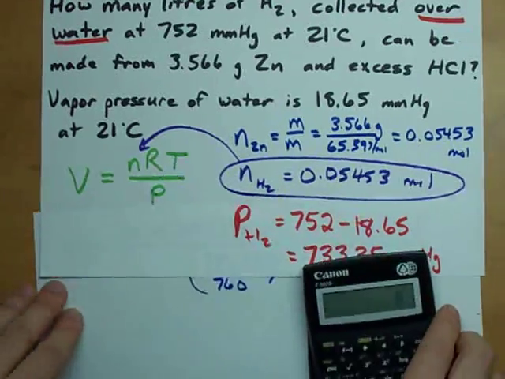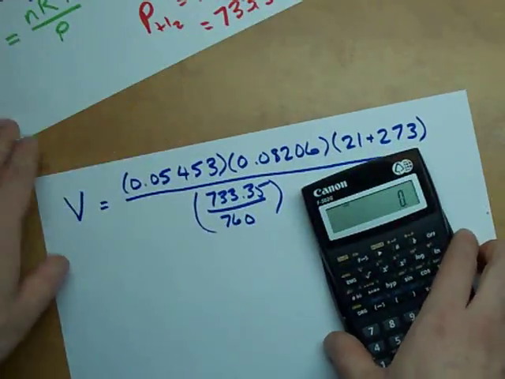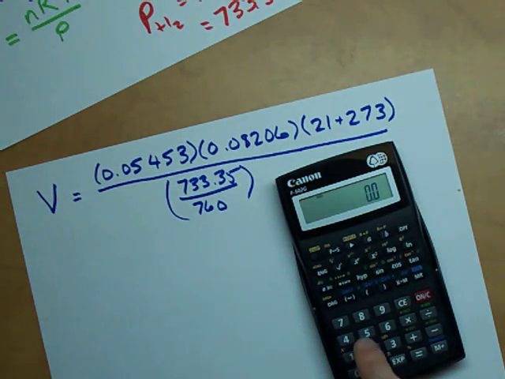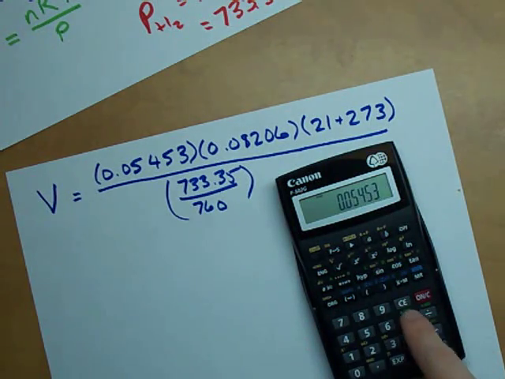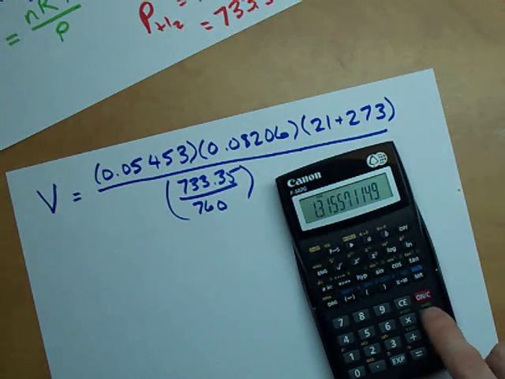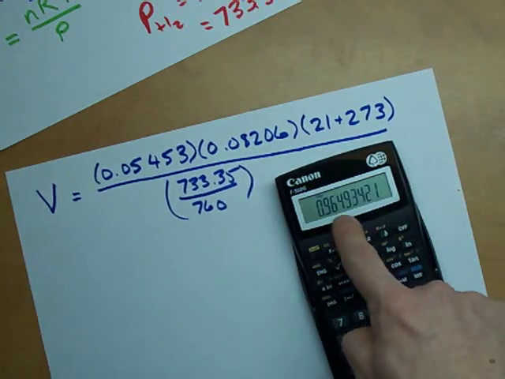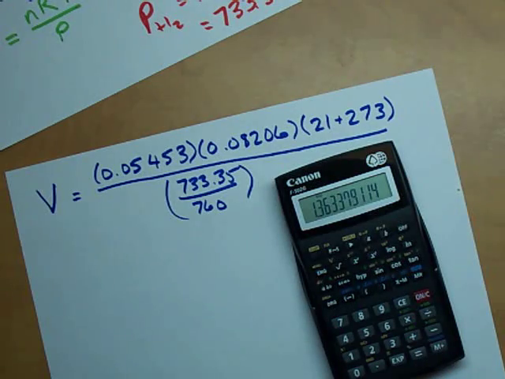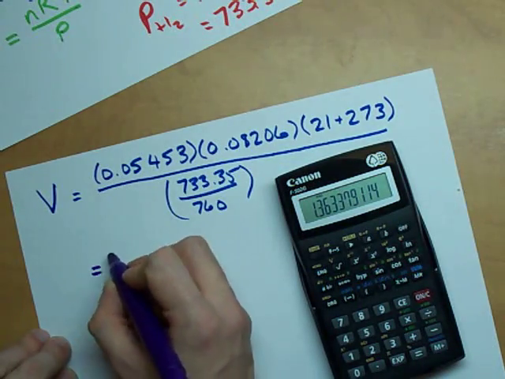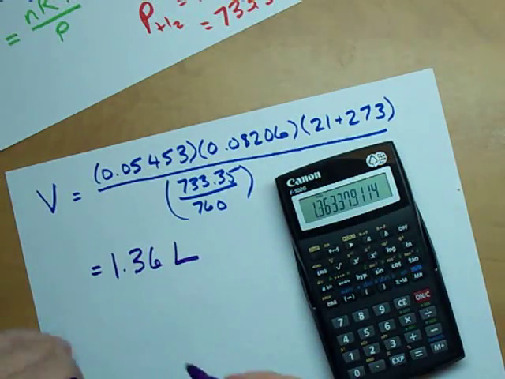So here we go. It's calculation time. I want you to be able to see what I'm doing here. 0.05453 times 0.08206 times whatever you get when you add 273 to 21, apparently 294, and then you divide it by the pressure, which is 733.35 divided by 760. I guess it's 0.965 atmospheres. And the answer that I get here is 1.36 liters.